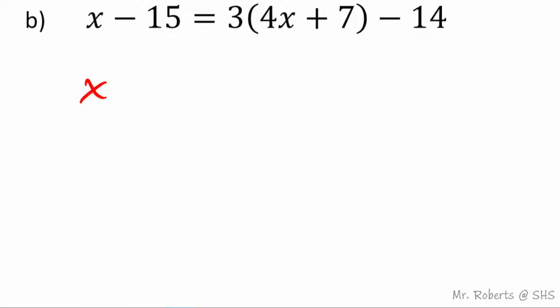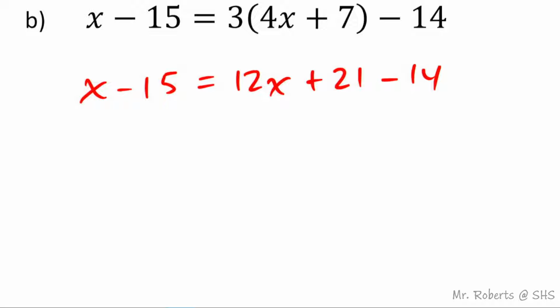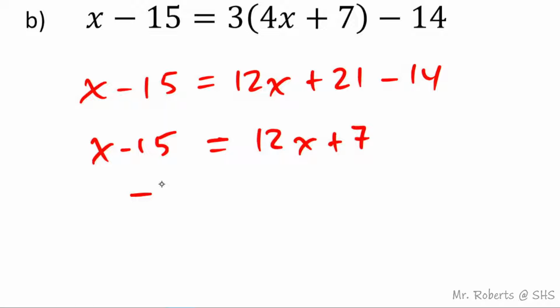So I'm just going to write this as x minus 15. On the other side, I will have 12x plus 3 times 7 is 21 minus 14. Let's see, 21 minus 14, I believe that's 7. So this is going to become 12x plus 7. On the other side, I've got x minus 15. I think I'm going to go ahead and I'm going to subtract an x from both sides. So this will become negative 15 is equal to 11x plus 7.